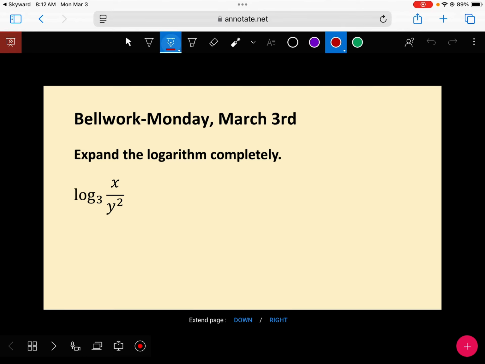If you look at in your pink packet on page 7, it goes through the steps on how to expand. So if you don't remember, go ahead and open up your note packet to page 7 for a little bit of a reminder.